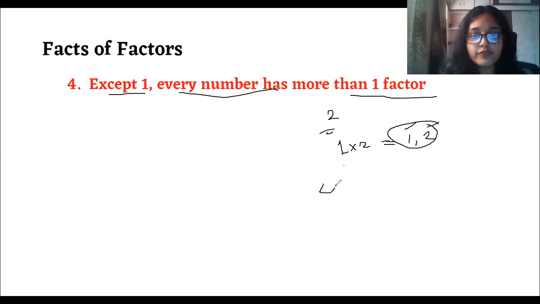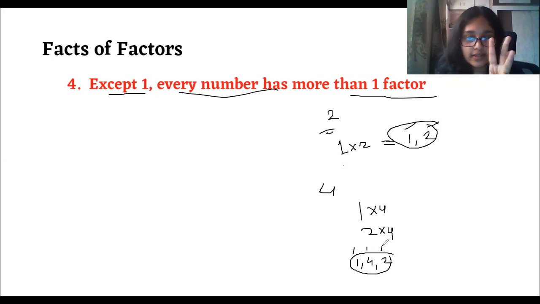Let's see for number 4. For 4, 1 4s are 4. Then 2 2s are 4. Then 3 does not come in the table. In the table of 4, 4 1s are 4, so it is getting repeated and I will stop here. So my factors are 1, 4 and 2. Count: 1 factor, 2 factor, 3 factor. Total 3 factors are there.